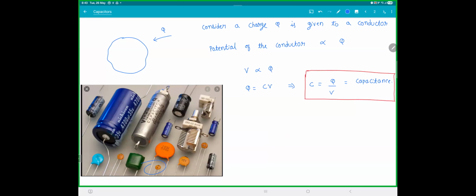So a capacitor is a device which stores energy in the form of field. Capacitance is the value, or the capacity, of that system to store energy. This capacitance is independent of charge and voltage. It's a ratio of Q/V. So if you change voltage, Q will change, but capacitance will not change.